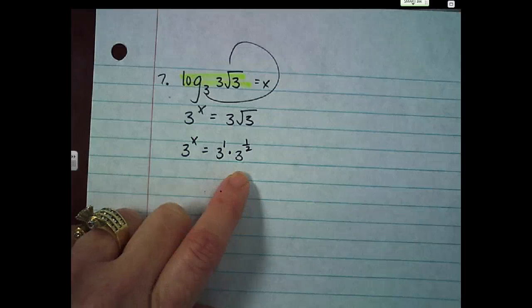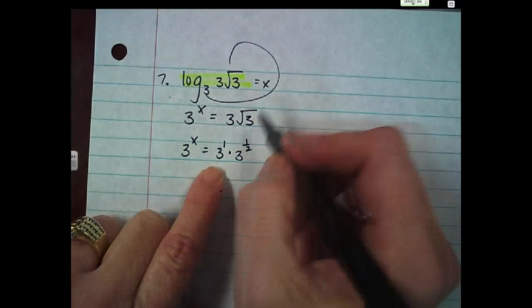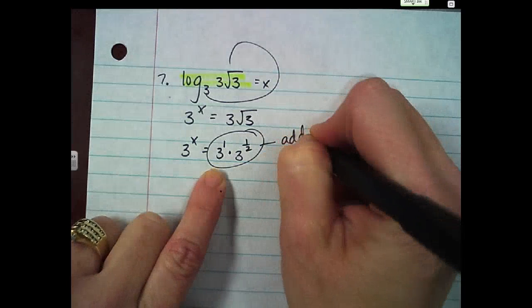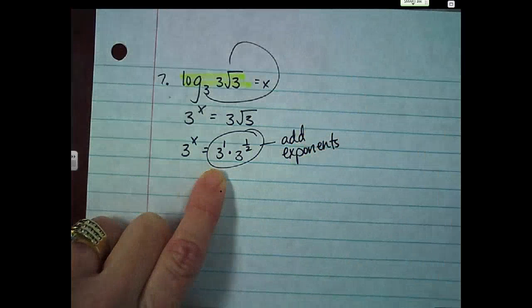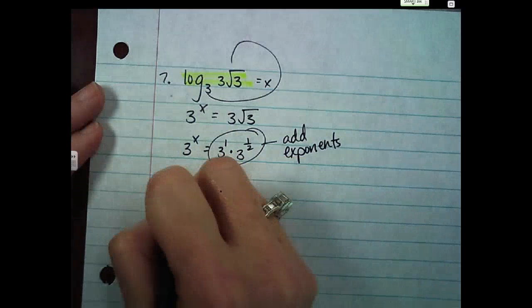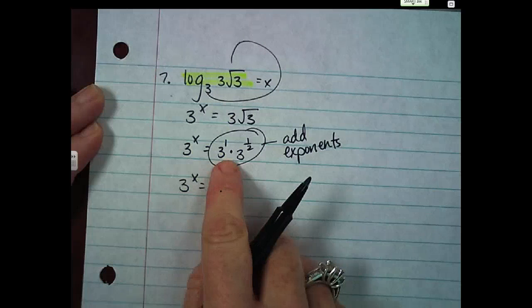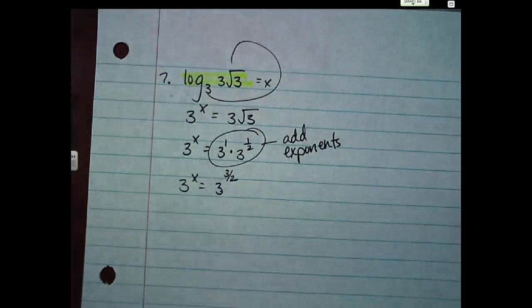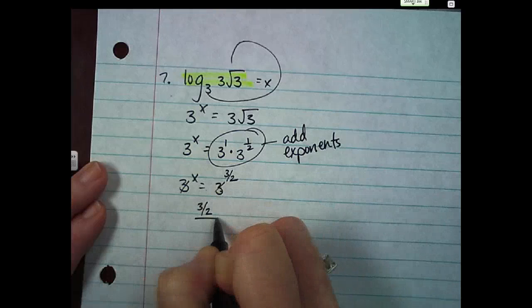Okay, so let's clean up the right side. Do you remember what you're supposed to do when bases are the same? You add exponents, right? If bases are the same, you add exponents. So on the left side, I've got 3 to the x. On the right side, what's 1 plus 1/2? 3 halves, 1 1/2. So 3 to the 3 halves. Now the bases match, so what's the answer? 3 halves.